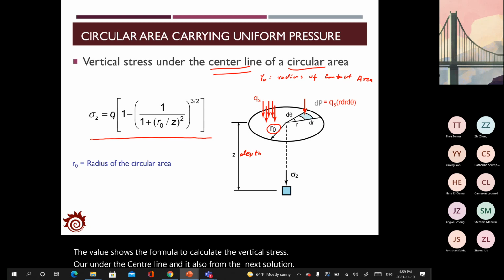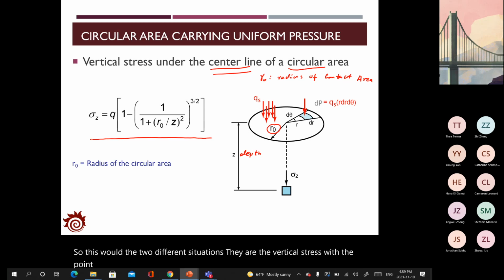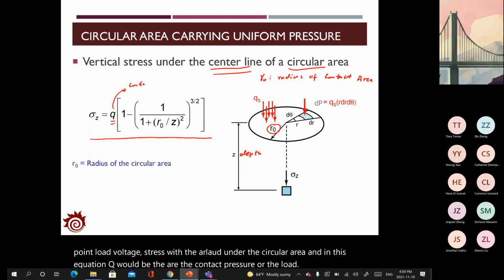So these are the two different situations: the vertical stress with the point load, and the vertical stress with the load under the circular area. And in this equation, q would be the contact pressure or the loading pressure.